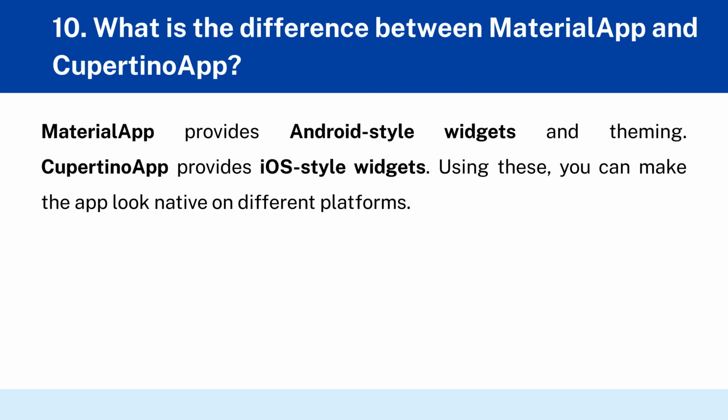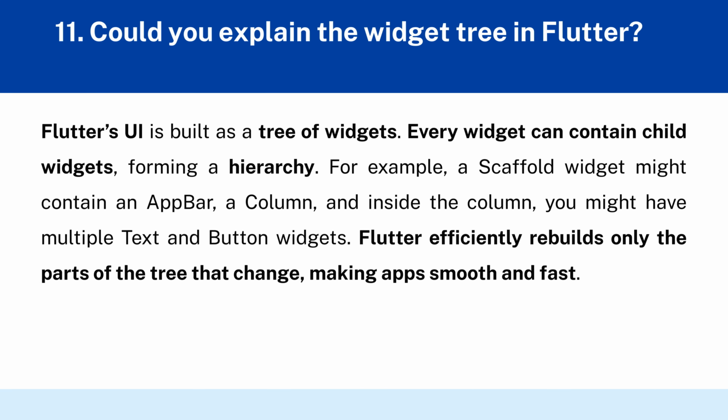What is the difference between MaterialApp and CupertinoApp? MaterialApp provides Android-style widgets and theming. CupertinoApp provides iOS-style widgets. Using these, you can make the app look native on different platforms. Could you explain the widget tree in Flutter?